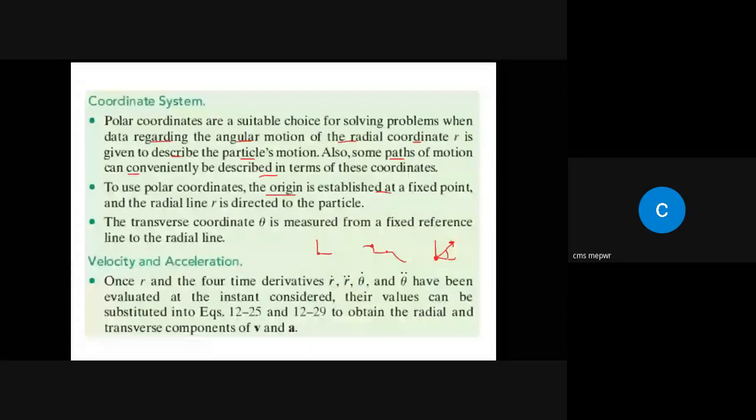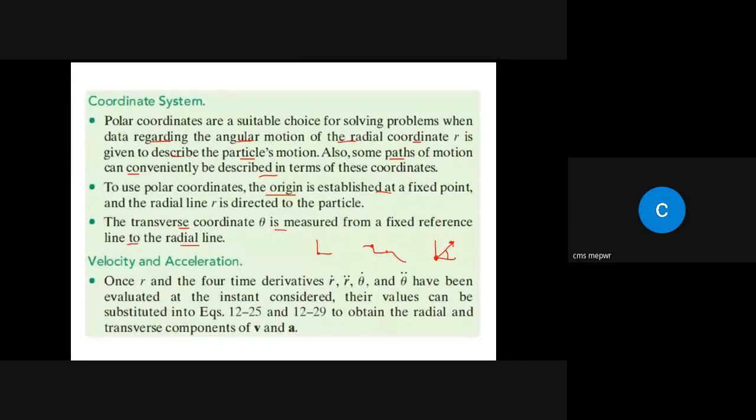Okay, there is the radial coordinate, which is r, and the transverse coordinate, which is theta. The transverse coordinate is measured from a fixed reference line to the radial line. This is the fixed reference line, and if this is r, we measure this angle from here till this one, right? Once r and its time derivatives r dot, r double dot, theta dot and theta double dot have been evaluated, we can determine velocity and acceleration in the polar coordinate system, right?